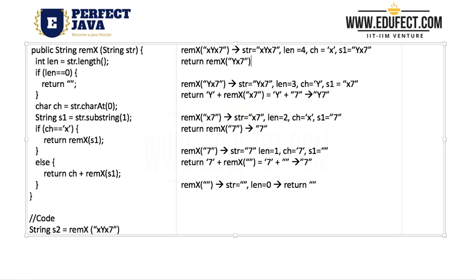Now once this has returned, it will come here, and remx of yx7 has returned y7. So this will return y7 and our function has returned. So string s2, which will be remx of what we had called, xyx7, has now returned y7. So here we have used recursion to solve this problem.